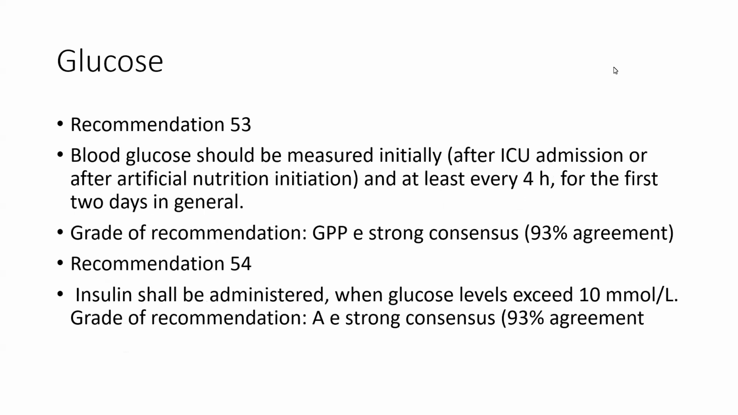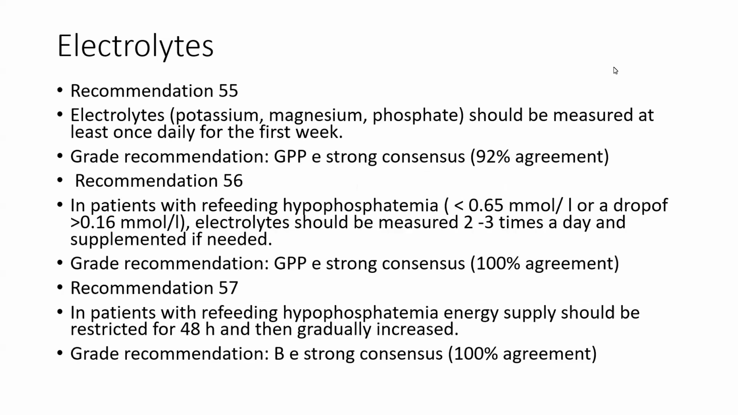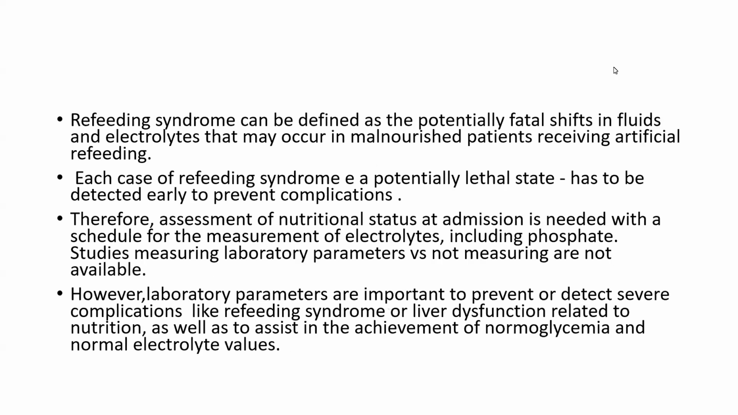Blood glucose should be measured initially and at least every 4 hours for first 2 days. Insulin should be administered when the glucose level exceeds 10 mmol per liter. Electrolytes should be measured at least once daily, like potassium, magnesium, and phosphate. In patients with refeeding hypophosphatemia, electrolytes should be measured 2 to 3 times a day and supplemented if necessary. In patients with refeeding hypophosphatemia, energy supply should be restricted for 48 hours and then gradually increased.